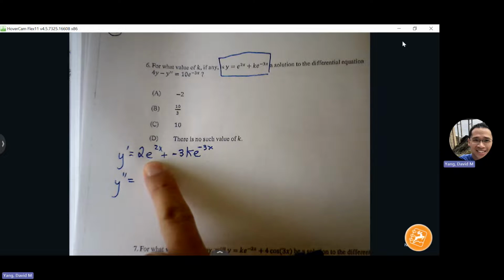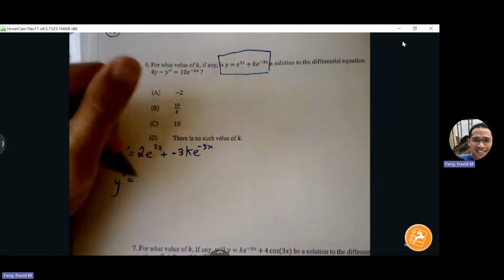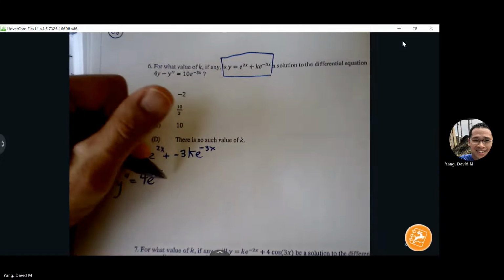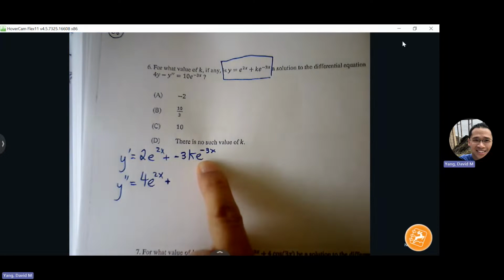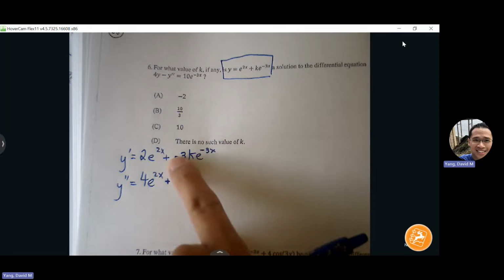Okay, 2e to 2x becomes what? 4e to the 2x, right? Okay. Negative 3k e to the negative 3x becomes 9k. Good. So another negative 3 comes down. The two negative 3s become positive 9.